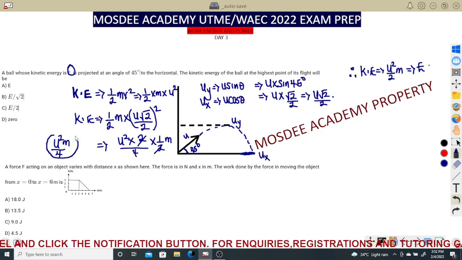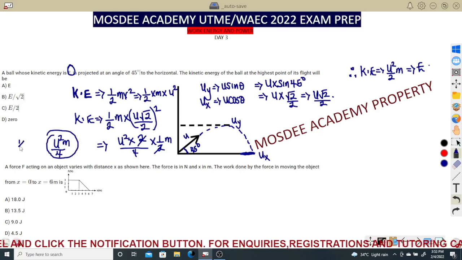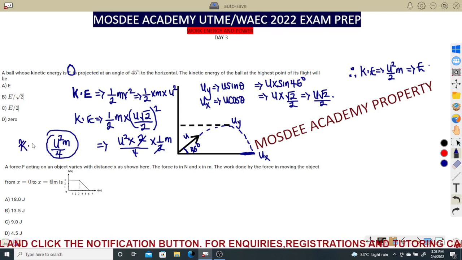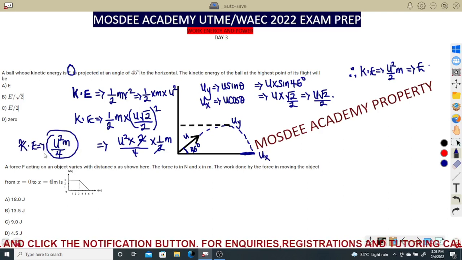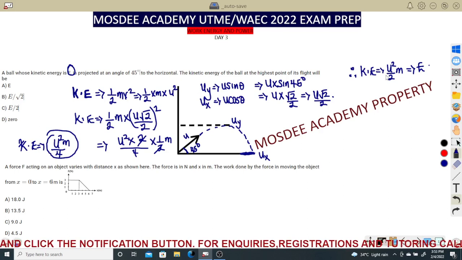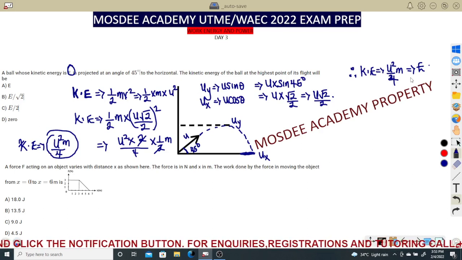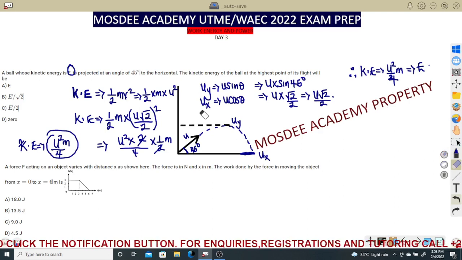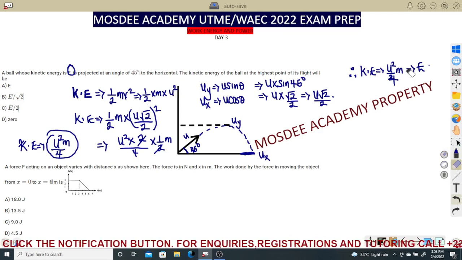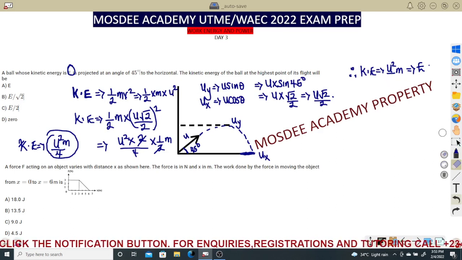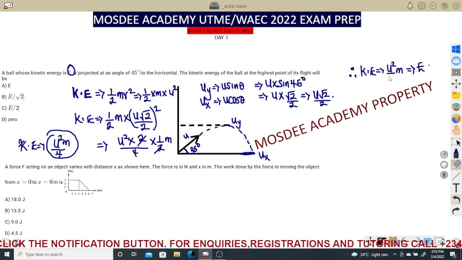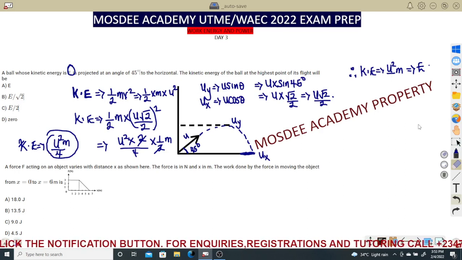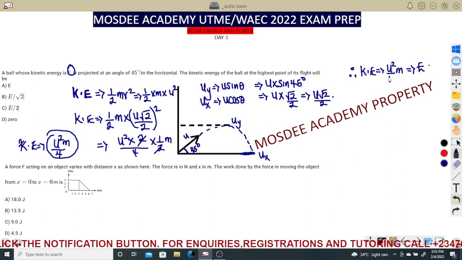That is the energy at the highest point, the kinetic energy at the highest point. Please keep it in mind. This is the value and not this value. So it's U square over 4m. So that's the kinetic energy at the highest point. And the kinetic energy at the beginning was U square over 2m, which is what I have here before. At the beginning was this, and now you just have to write it.